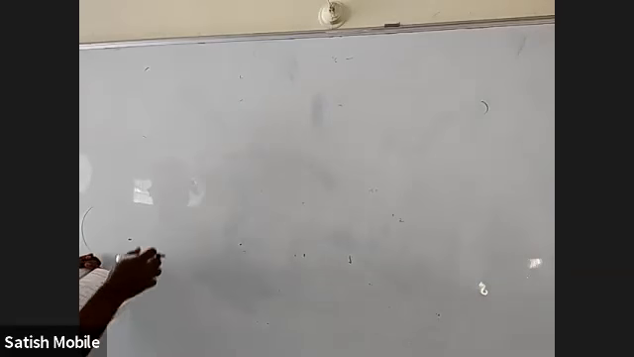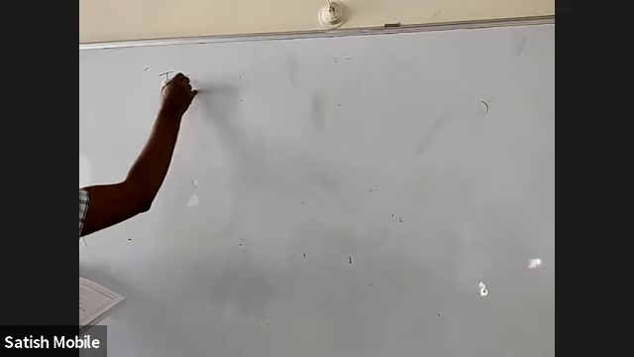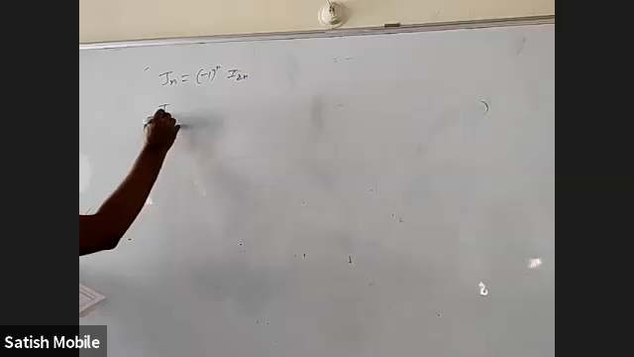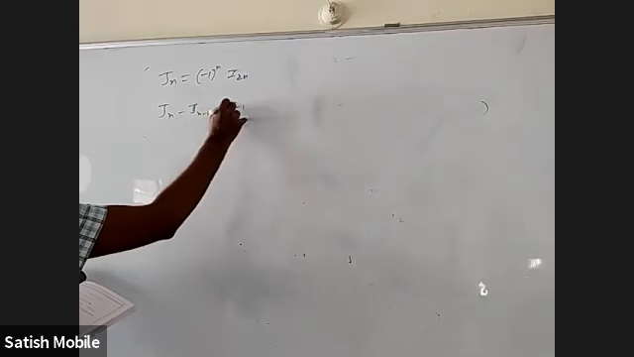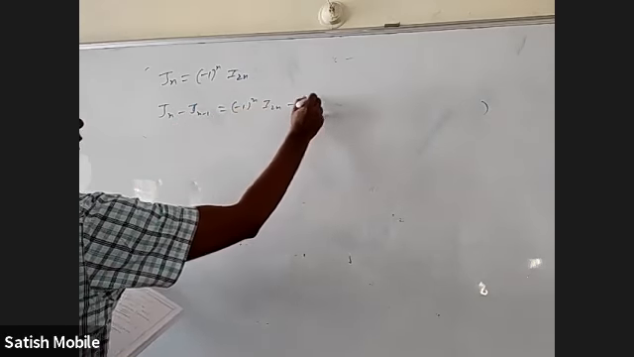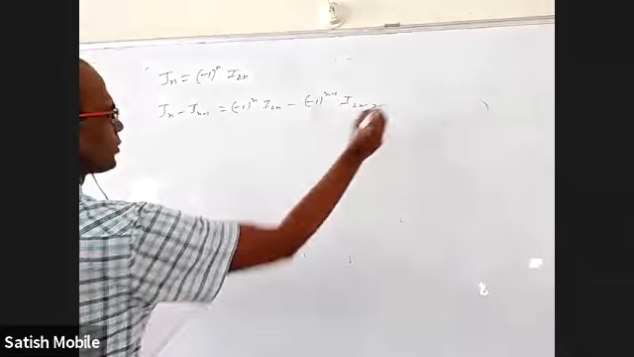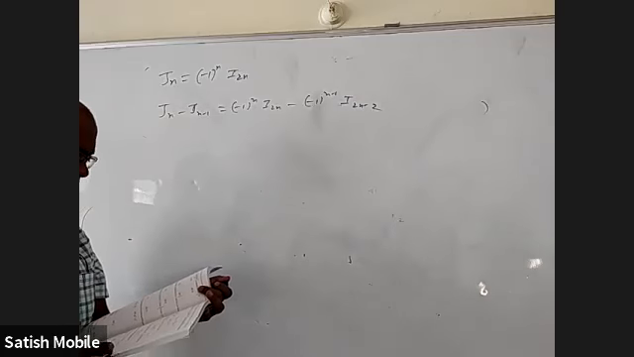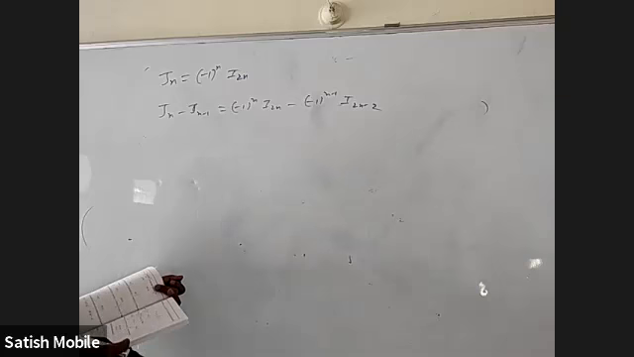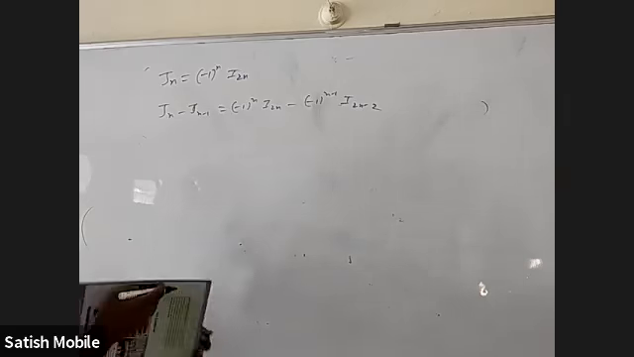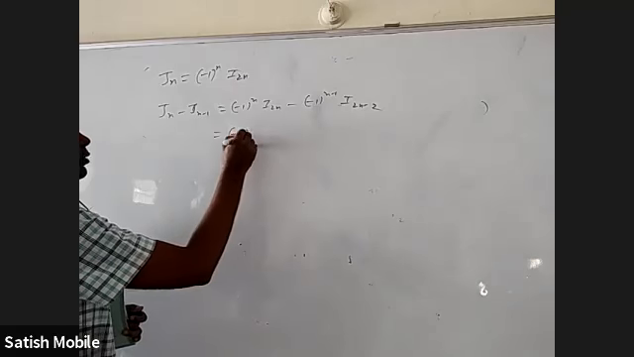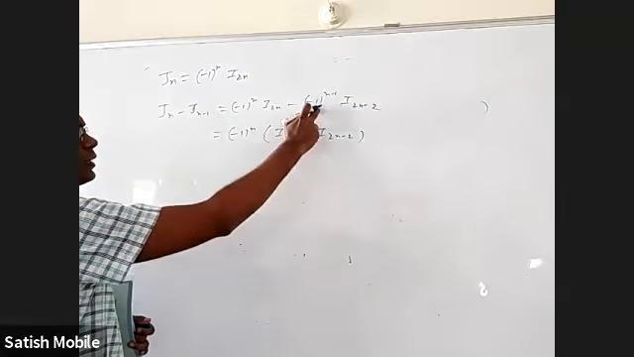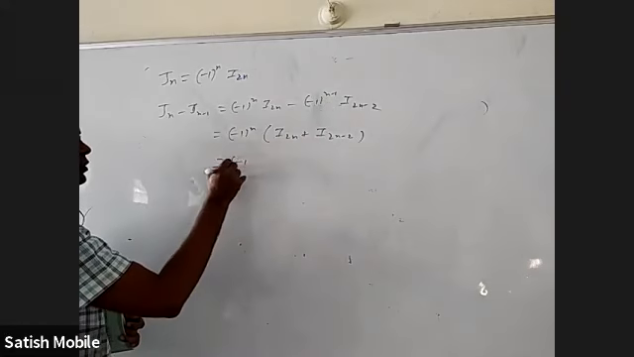Okay. They gave in the same question, Jn is -1 whole power n into I2n. And they want Jn minus Jn minus 1. That is -1 whole power n into I2n minus -1 whole power n minus 1 into I2n minus 2. Just now the reduction formula is for In plus In plus 2. Okay, if I take -1 whole power n common, it will be I2n plus I2n minus 2, because this minus also will be combined with this.